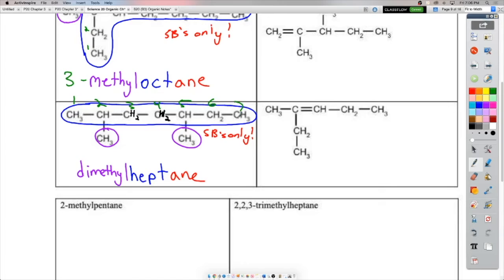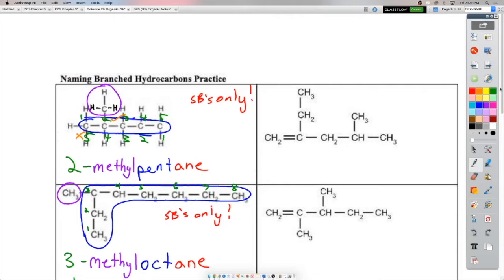We could do it that way and have 2,5-dimethyl, or we could do it the other way. If we do it the other way, we would have 3,6-dimethyl. So our options are 2, 5, or 3 and 6. Well, we should give it the lowest possible, right? So we're not going to do that one because 3 and 6 is higher than 2 and 5. So we should do that one, okay? So what is this? This is 2,5-dimethyl heptane.